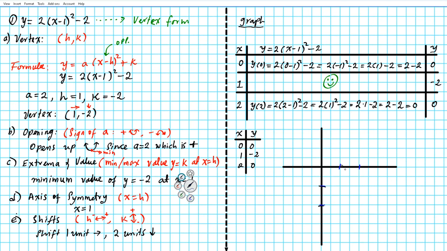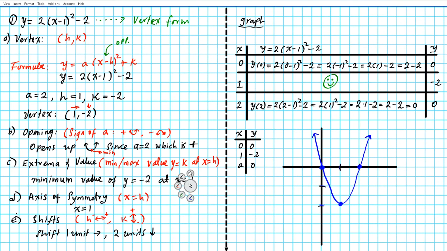So we have (0, 0) right here, the origin. (1, -2) right here. And then (2, 0) right here. Bam. So these are the 3 points that define our parabola. Let's go ahead and graph it. All right, so there goes our graph right there.